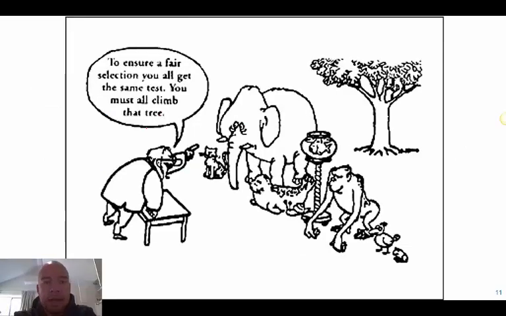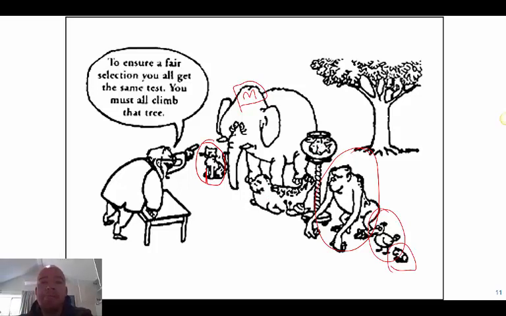If we look at this cartoon, this is what we were saying before, that fairness doesn't mean everyone's treated exactly the same. So in this picture, to ensure a fair selection, you all get the same test. You must all climb that tree. Now, climbing that tree is going to be good for the cat. I mean, maybe for the elephant, it can touch the top of the tree, can't necessarily climb it. It's going to be great for the monkey, great for the bird. And if it's a tree frog, probably okay. But this does not suit our seal or our fish at all.